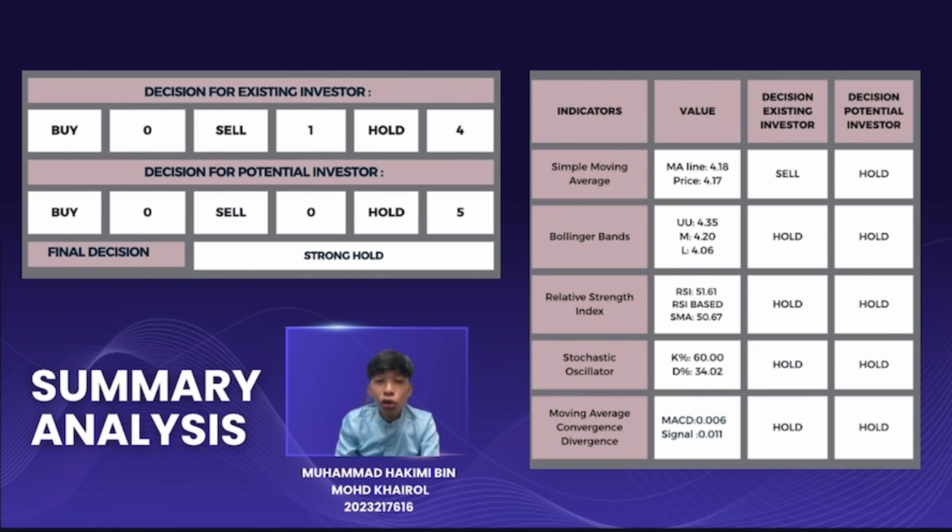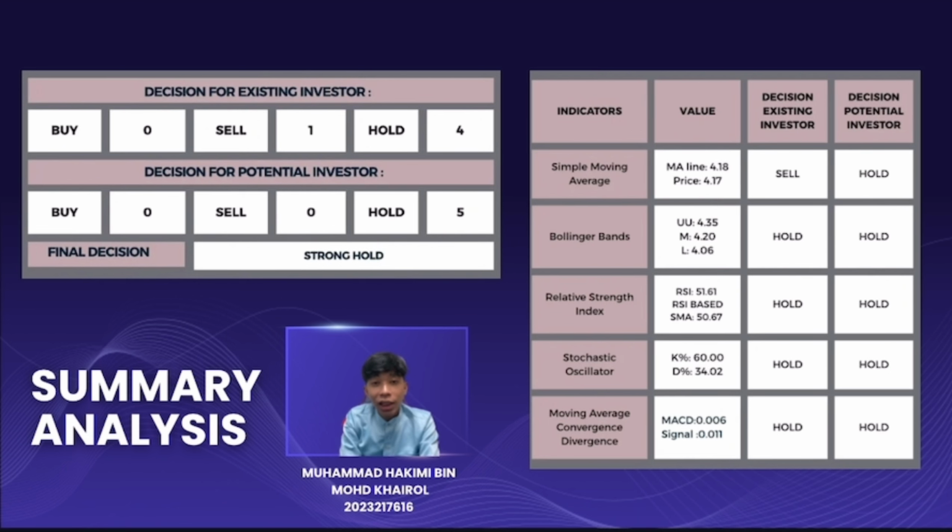As of 13 June 2025, Gas Malaysia Berhad is trading in a sideways and stable range based on 5 technical indicators. Four indicators suggest a hold and one suggests a sell for existing investors. For potential investors, all indicators show a hold with no strong entry signal yet. According to the table, the overall decision is a hold.